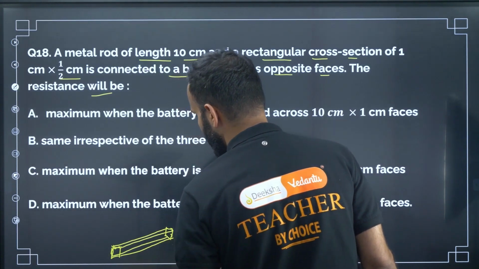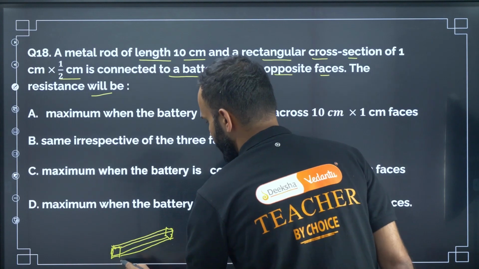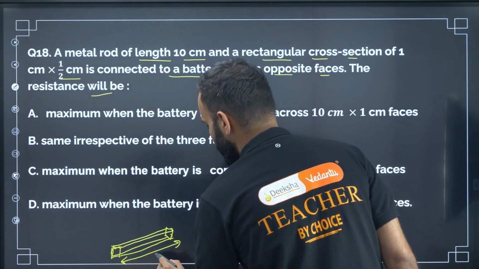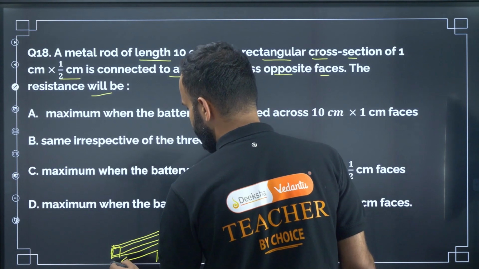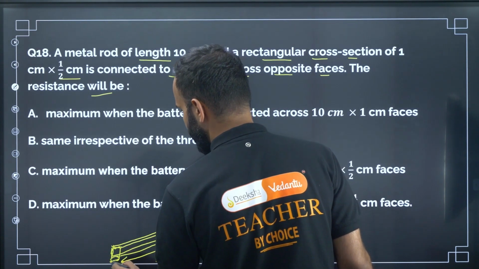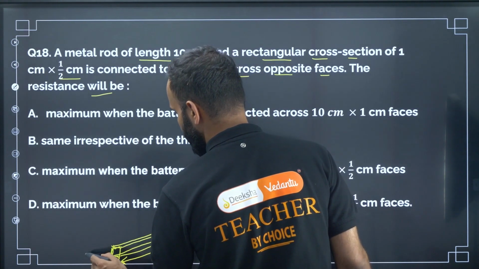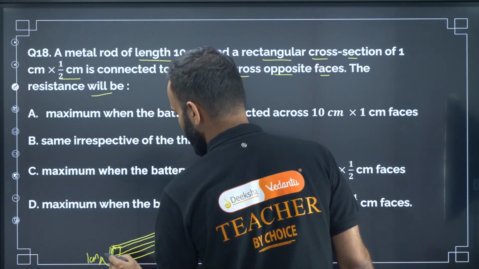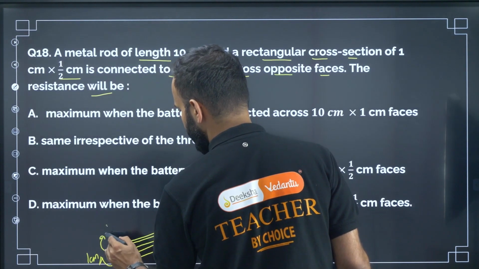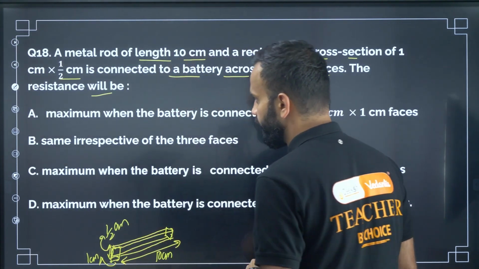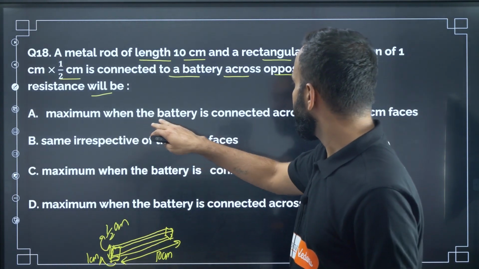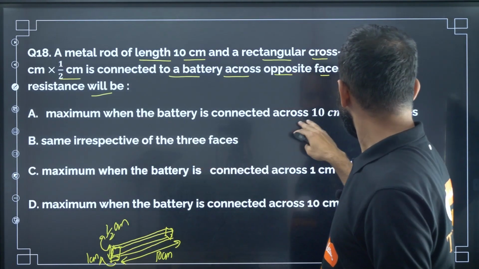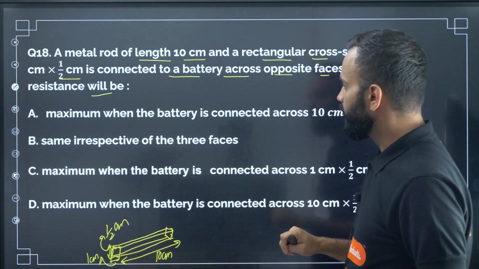So this is the metallic conductor, right? The length is 10 centimeter, breadth is 1 centimeter, isn't it? This is 1 centimeter and the height is half centimeter. Okay, the resistance will be maximum when the battery is connected across 10 centimeter into 1 centimeter faces.